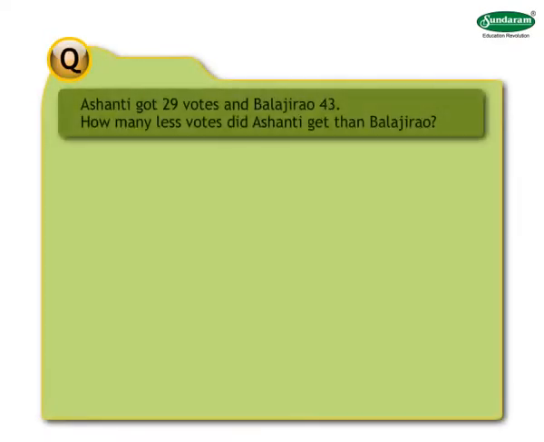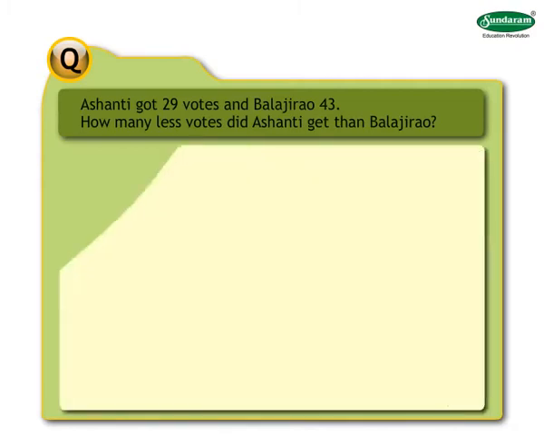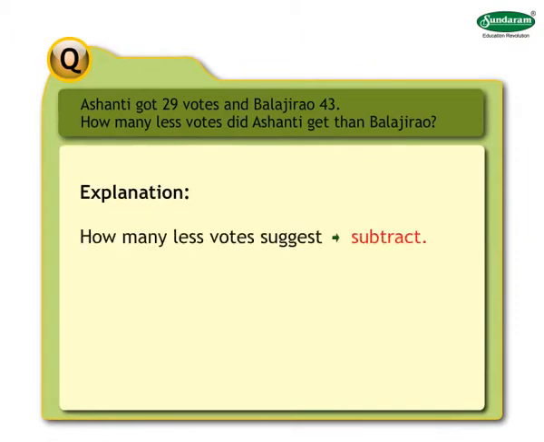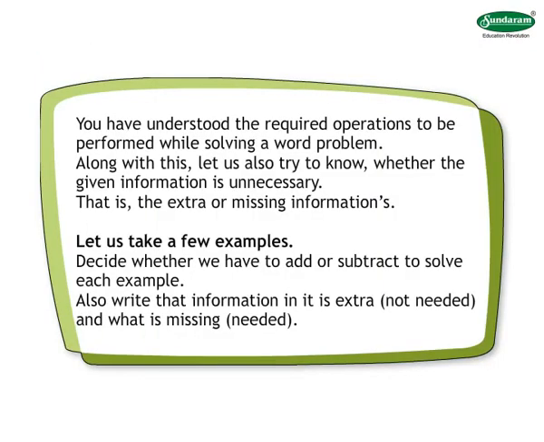Question. Ashanti got 29 votes and Balaji Rao 43. How many less votes did Ashanti get than Balaji Rao? Explanation. How many less votes suggests that we should subtract 29 from 43. You have understood the required operations to be performed while solving a word problem.